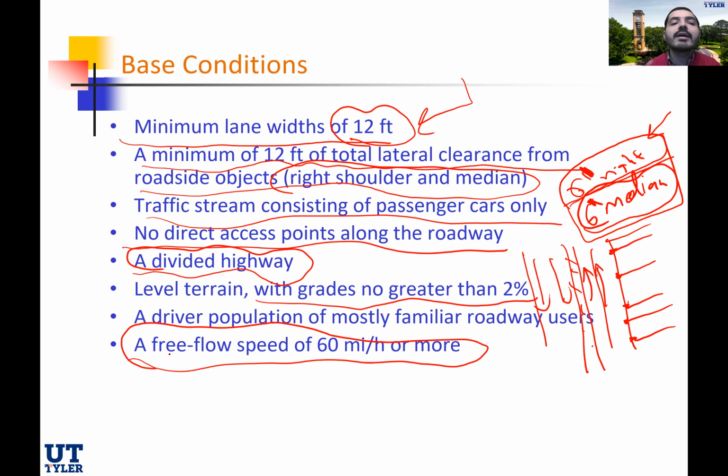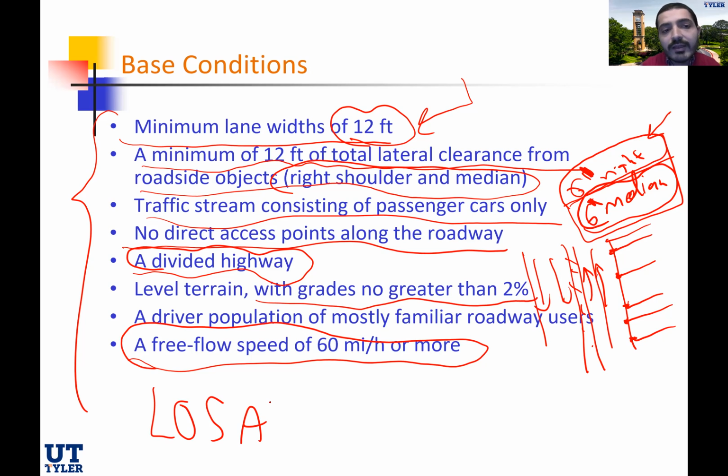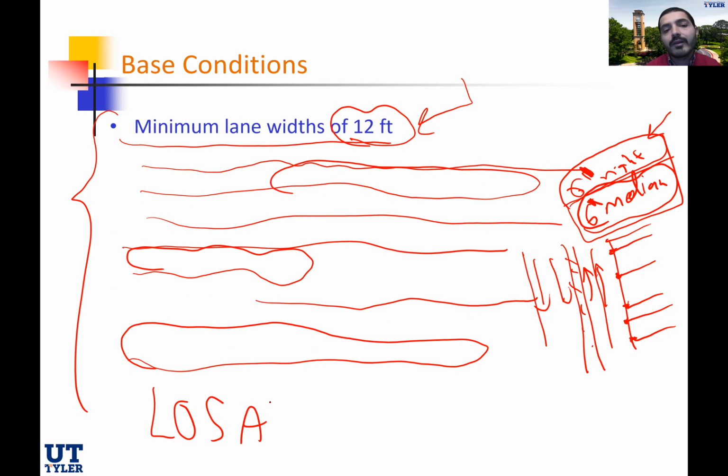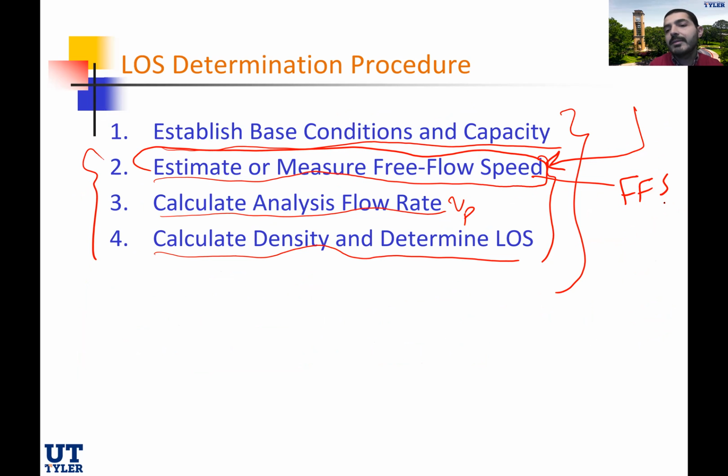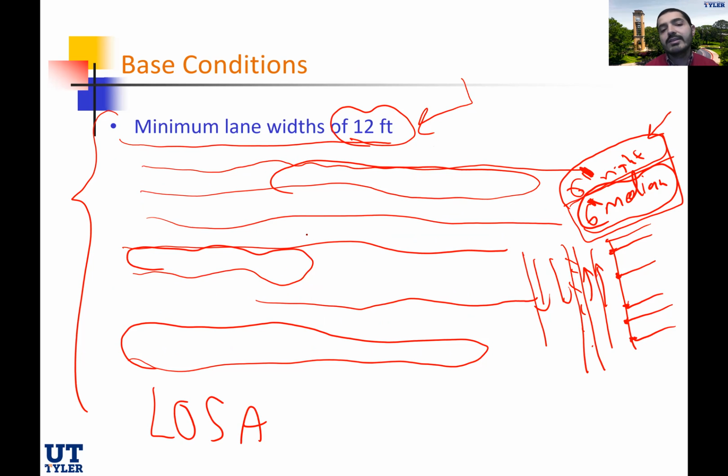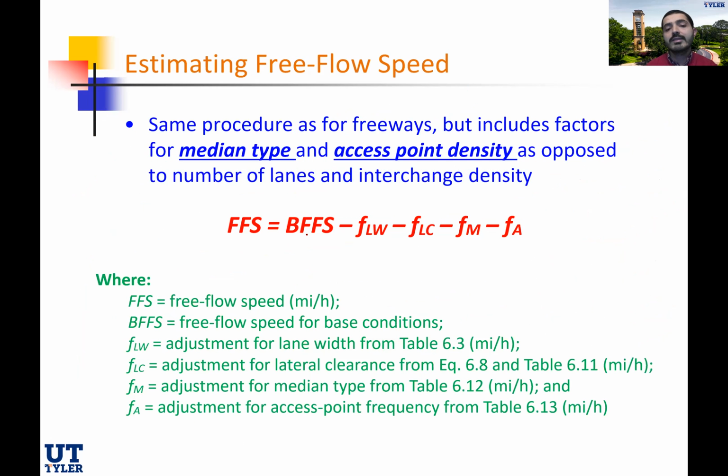All right. So if you go through those conditions, and I highly recommend you do it first, don't jump to the calculation. Go to the base conditions, and if you satisfy all the conditions, then there's no need to do any calculation, and it's going to be level of service A, and you're done. If at least one of these base conditions is not satisfied, then you need to go to the other steps. You need to estimate or measure the free flow speed, the analysis flow rate, and eventually the density, which is similar to what we've done for freeways.